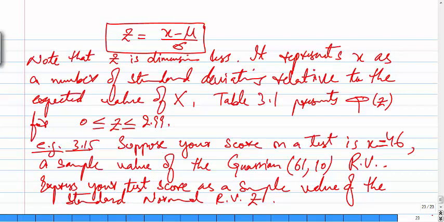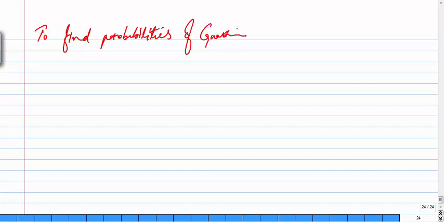So to find probabilities of a Gaussian random variable, we use phi in table 3.1. Note that this table contains entries only for z greater than 0. For negative values of z, we apply the following phi of z.